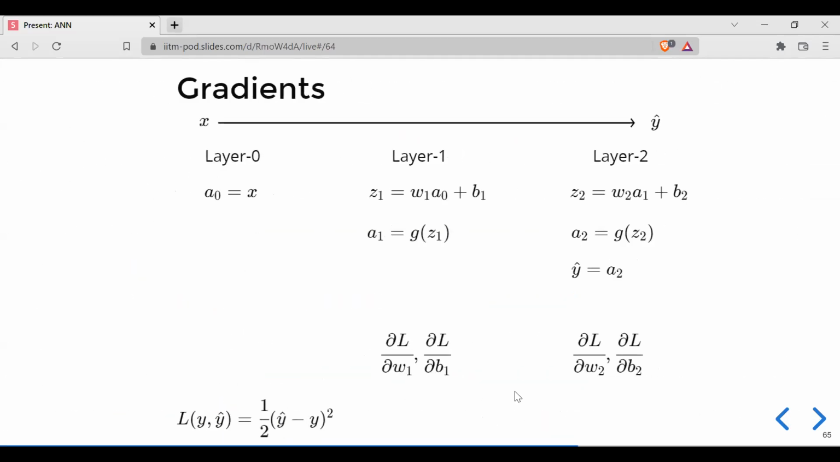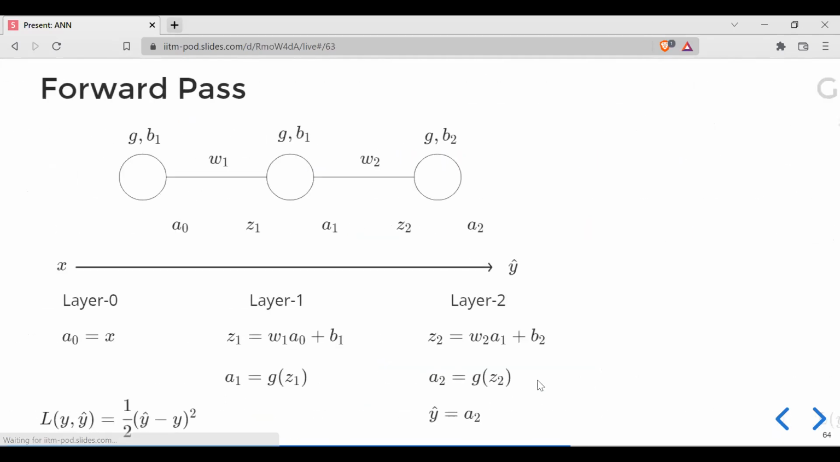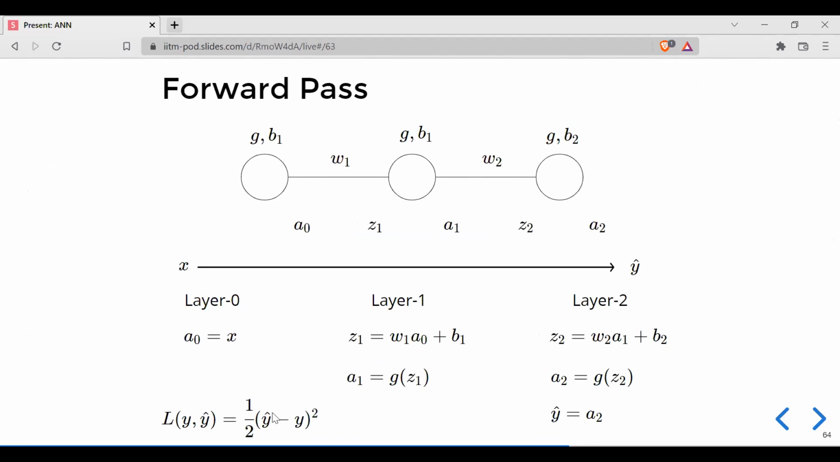First you will find the derivative with respect to W2 and V2 using the chain rule, because remember, L is not directly a function of W2, but y-hat is a function of A2, A2 is a function of Z2, and Z2 is a function of W2.